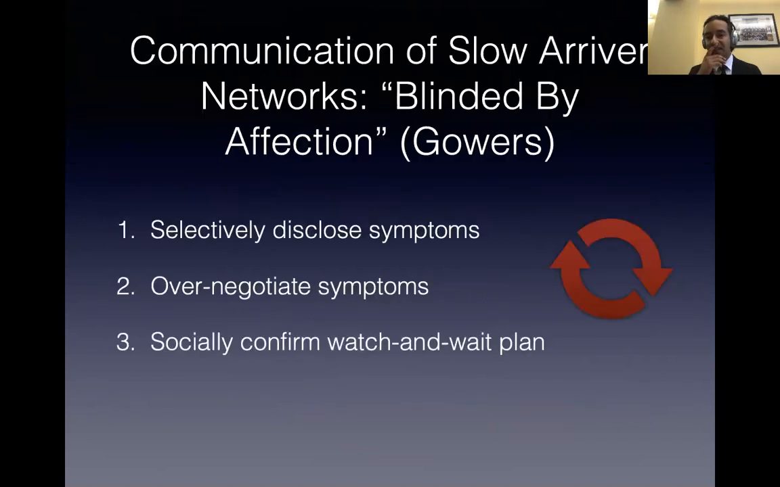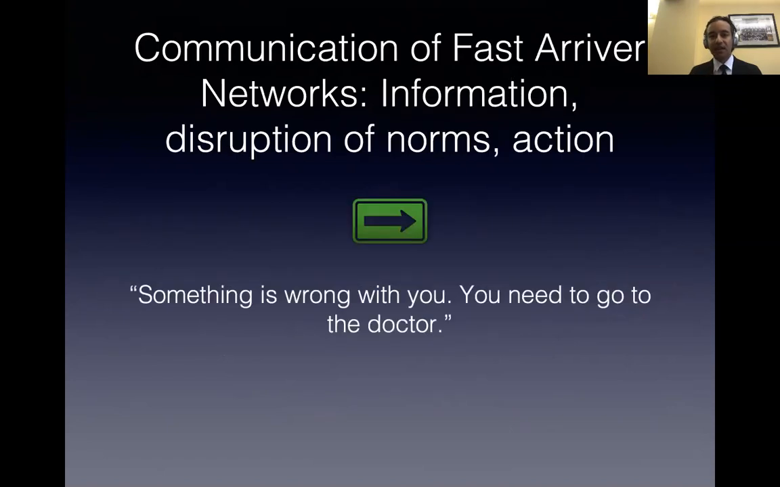And so we came up with a taxonomy. What happens with patients who are slow arrivers? Well, they're in networks that are blinded by affection. The patient selectively discloses symptoms, the network over-negotiates the symptoms, and they socially confirm a watch and wait plan. And this is the opposite in the fast arrivers, in which there's immediate information disclosure, disruption of the tendency to wait, and immediate action. And so we came up with a mechanism that explains the social network phenomenon that we quantitatively observed.